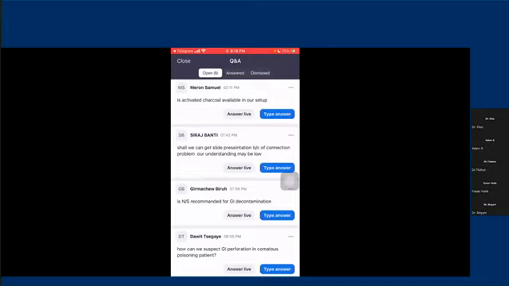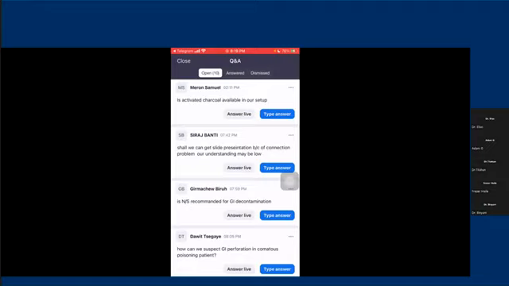I see. So is activated charcoal available in our setup? Truly speaking, we don't have activated charcoal in our hospital, but I've heard that there are a few hospitals with a toxic center, and that toxic center is using activated charcoal. Otherwise, we don't have charcoal in my hospital. Shall we? Yes, we can. I can give you the slide.